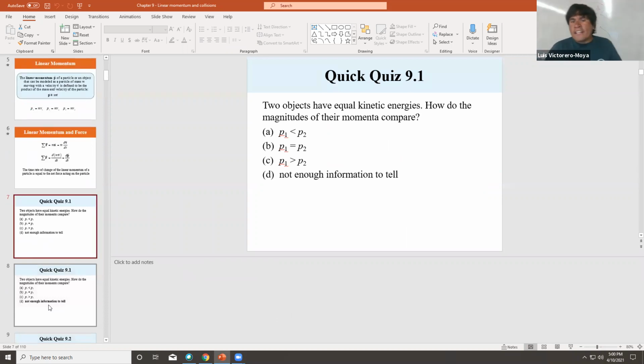Objects that have equal kinetic energies do not always have the same momentum, because the kinetic energy depends on mass and velocity. An object and another object can have the same kinetic energy, even if the velocities are different, because the masses may be different. But if you have objects with equal kinetic energies, that doesn't mean that they have the same momentum, because they may have different speeds and different masses. So there wouldn't be enough information to tell in this question.